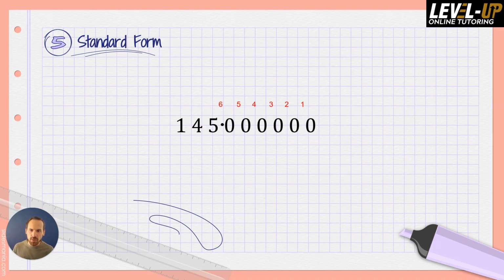And here we get to 145. Next, we get to 14.5. And then finally, we get to 1.45, which is a number between 1 and 10. So that's all good. So we see we took out 8 factors of 10. And so that's 10 to the power 8, isn't it? 10 times 10 times 10, 8 times. So it's 1.45 times 10 to the power 8.